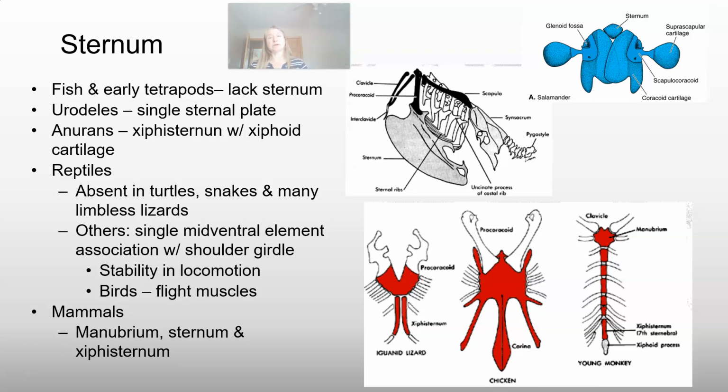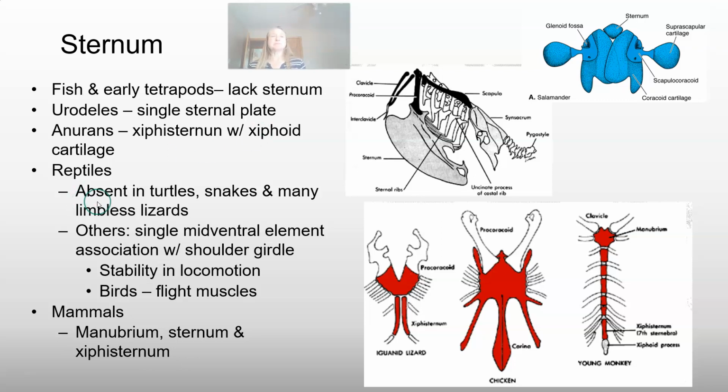You have to be careful not to go too far down because you could hit the xiphoid process. So in mammals, we have these three bones: the xiphoid process, the main body of the sternum, and the manubrium up here. When we're thinking about anurans, they have a xiphisternum with a xiphoid cartilage. Not a good picture of it here.